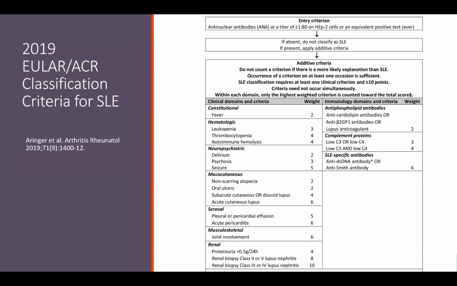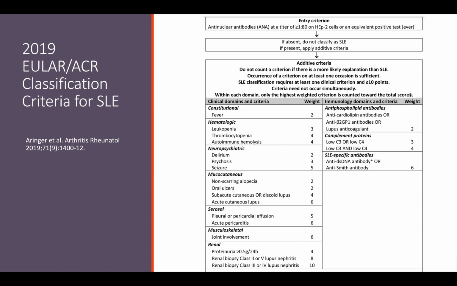This is the 2019 EULAR-ACR classification criteria for SLE. The entry criterion is an ANA which is positive, namely 1 in 80 or above. If this is absent, do not classify as SLE. If present, apply additive criteria. SLE classification requires at least 1 clinical criterion and 10 points and above. Within each domain, only the highest weighted criterion is counted towards the total score.